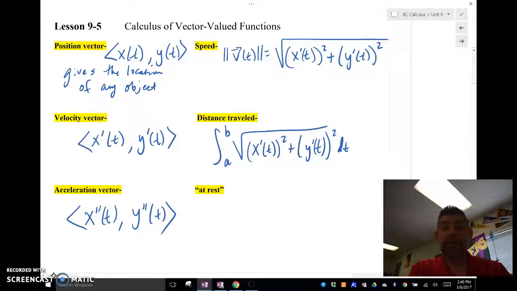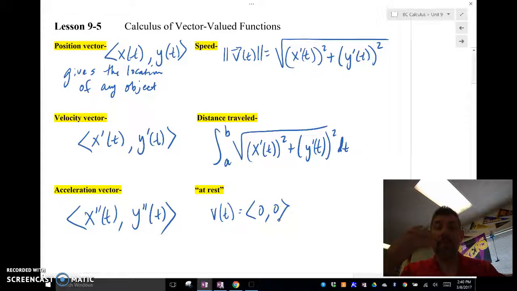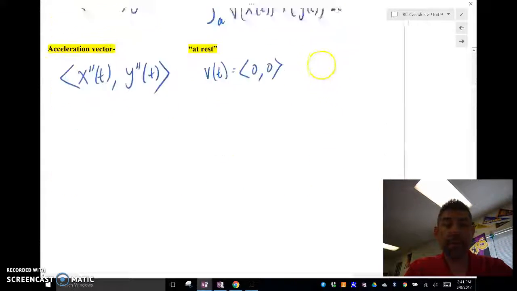All right, so when is the particle at rest? The particle's at rest when the velocity is 0. So when the velocity vector has a 0 x component and a 0 y component, then the object is going to be at rest. Okay, so let's take a look at using all of these things in a few examples.